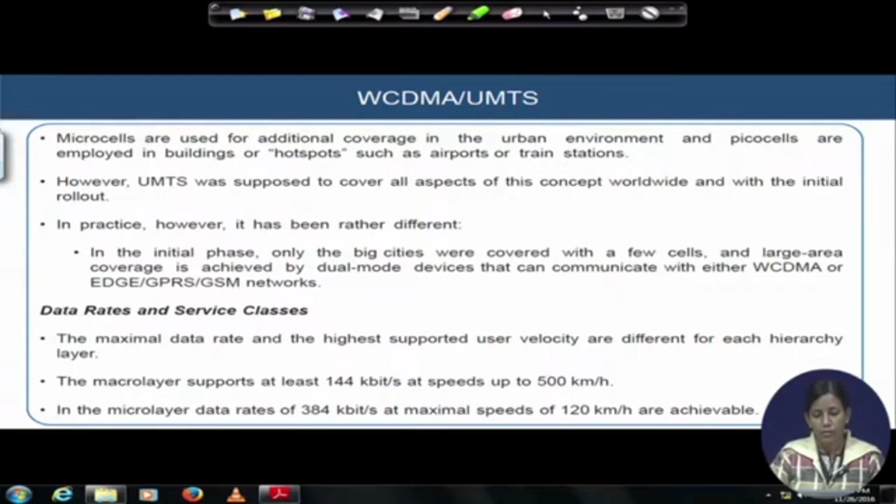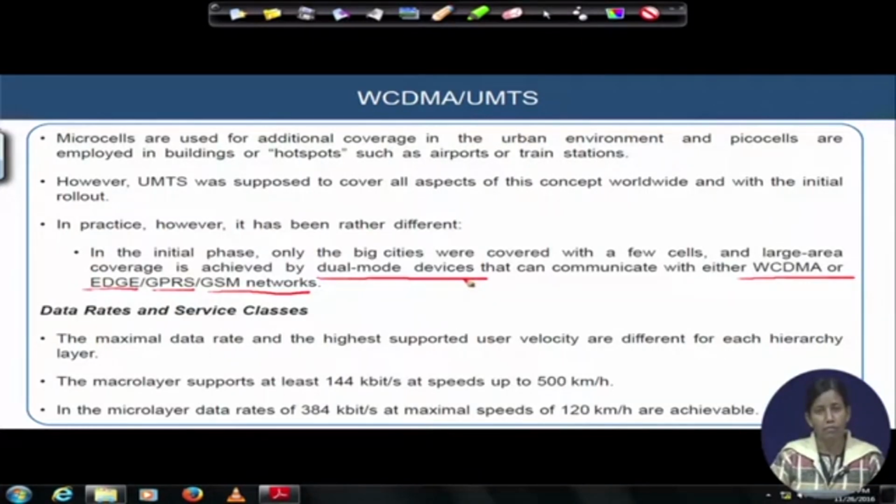In practice, UMTS was first envisaged to give worldwide communication, but later it came out like this. In the initial phases, only the very big cities were covered with very few cells, and large area coverage was achieved by dual mode devices that can communicate either with WCDMA or with EDGE or with GPRS or with the GSM network. So, there were dual mode devices associated with that kind of communication.